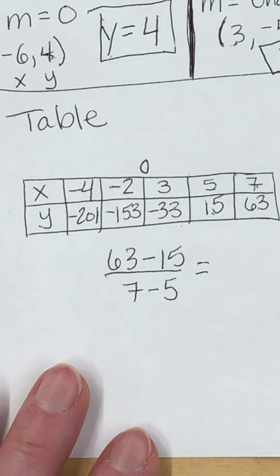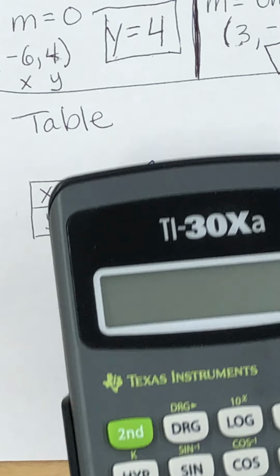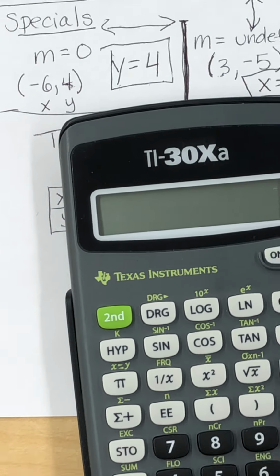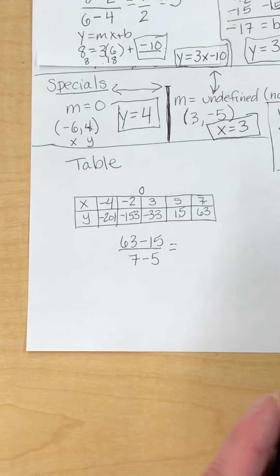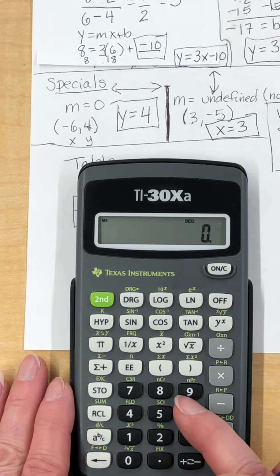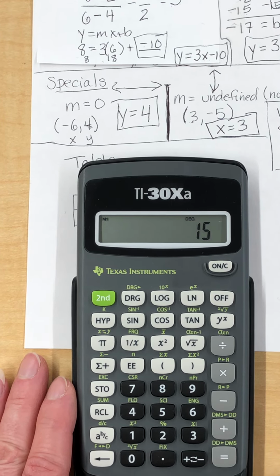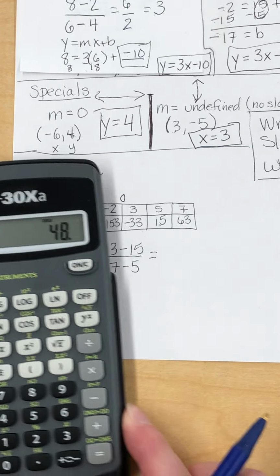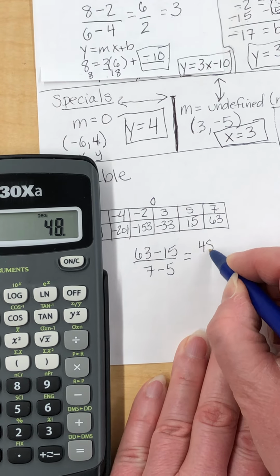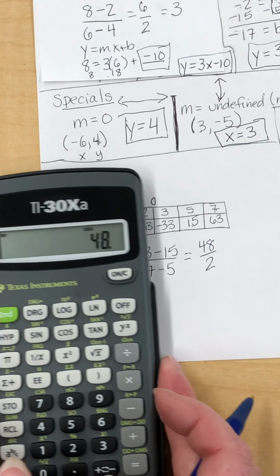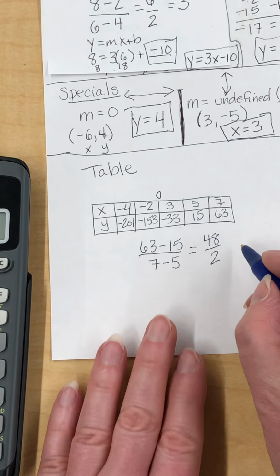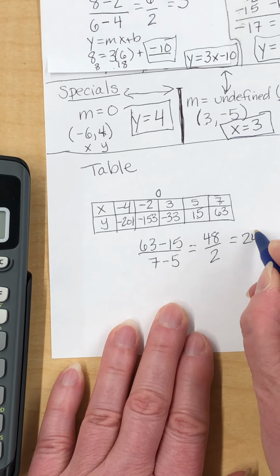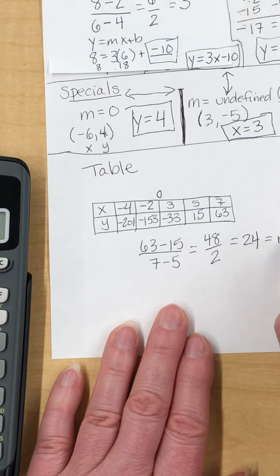Okay, so use your calculator if you need to. Let's zoom out. All right, so we have, let's see, what did I say? 63 minus 15, that's 48, and 7 minus 5 is 2, and 48 divided by 2 is 24. So my slope, or my m, is 24. So this is my m.